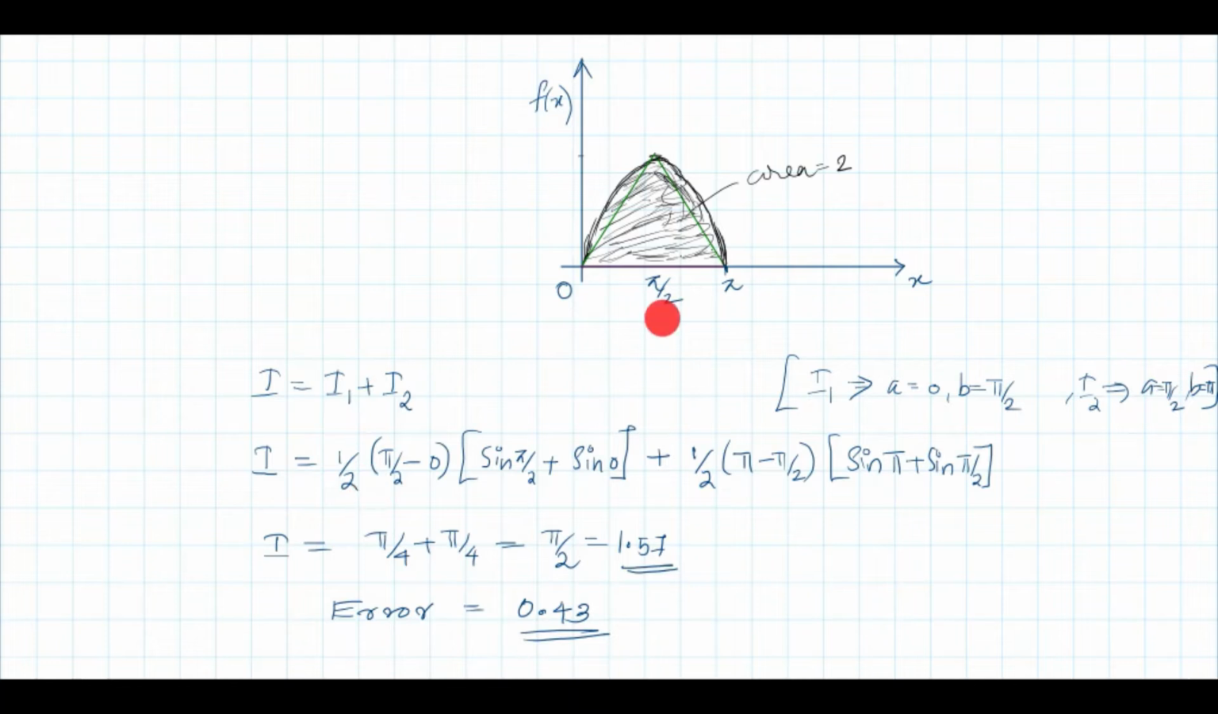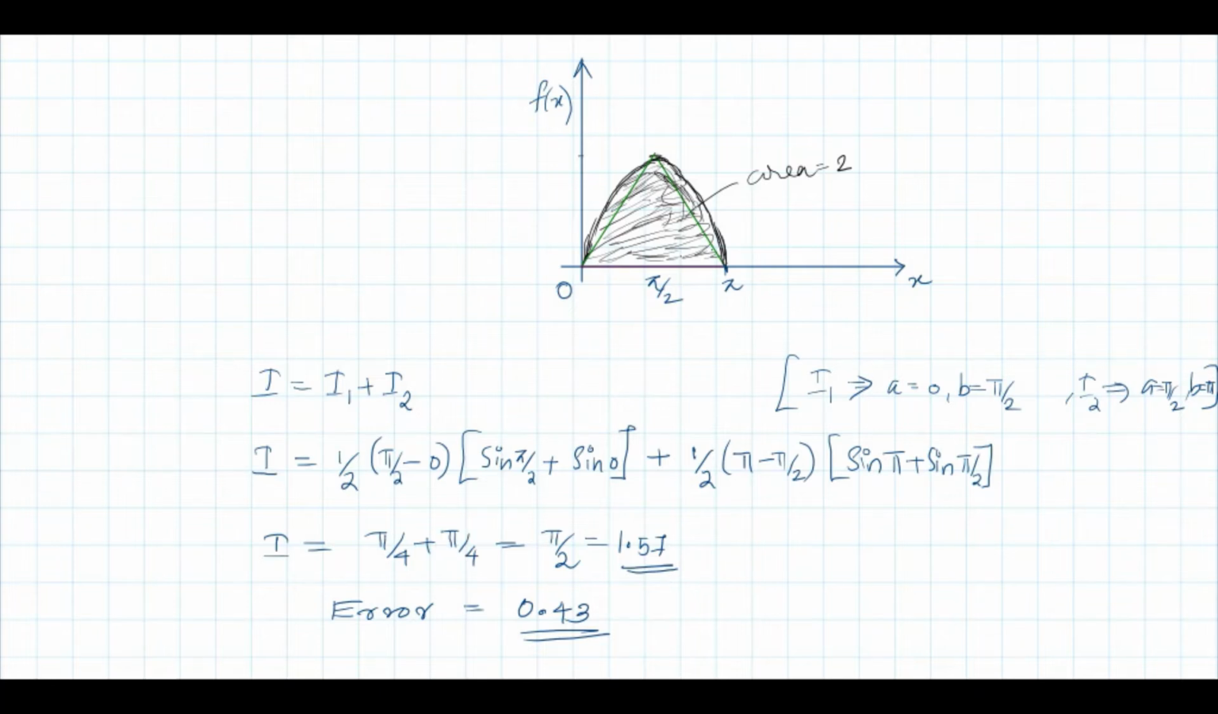So for I1, upper limit is pi by 2, lower limit is 0. So half into upper limit minus lower limit, b minus a, into sine of pi by 2, function value evaluated at upper limit, plus function value evaluated at lower limit. Plus for the second trapezoid, half into upper limit is pi, lower limit is pi by 2, sine pi plus sine pi by 2. Sine pi by 2 is 1, sine 0 is 0, so it is pi by 4. Here also sine pi is 0, sine pi by 2 is 1, pi minus pi by 2 is pi by 2 into 1. This will give you pi by 4.